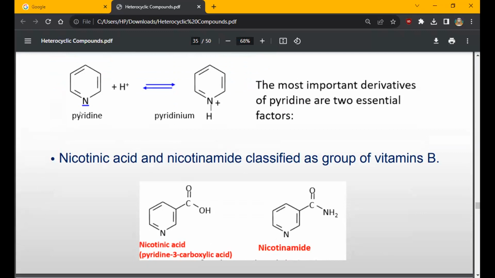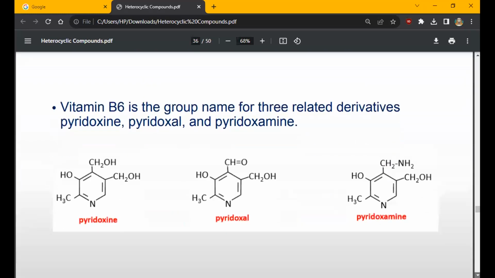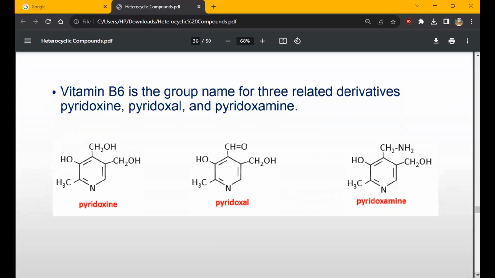Pyridine can be converted to pyridinium, which is the ion. Vitamin B6 is the group name for 3 related derivatives: pyridoxine, pyridoxal, and pyridoxamine. As seen here, we have pyridoxine, pyridoxal, and pyridoxamine. All of them come from pyridoxine.